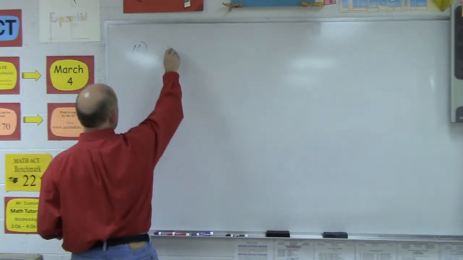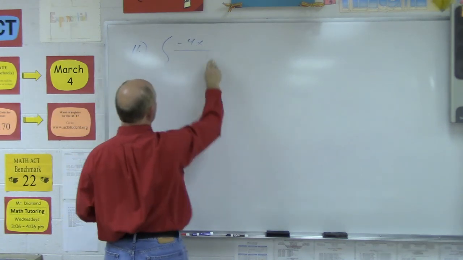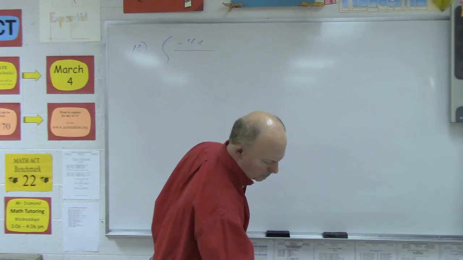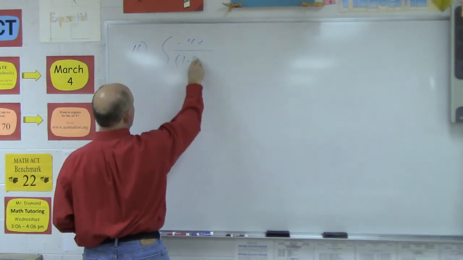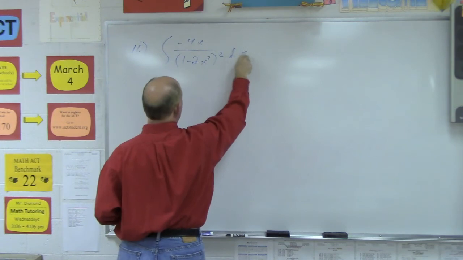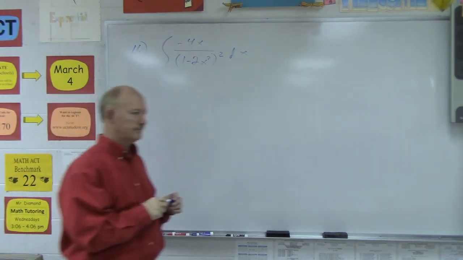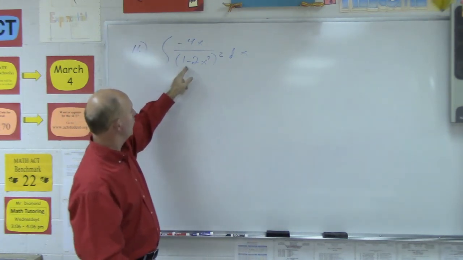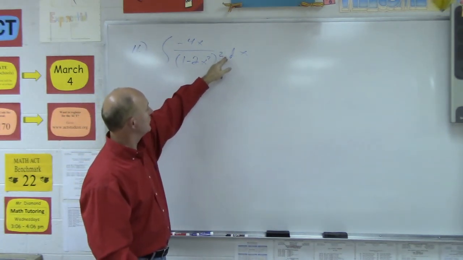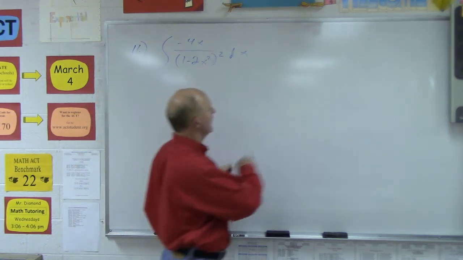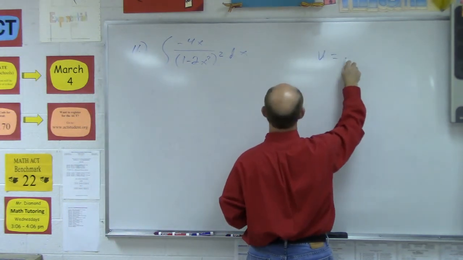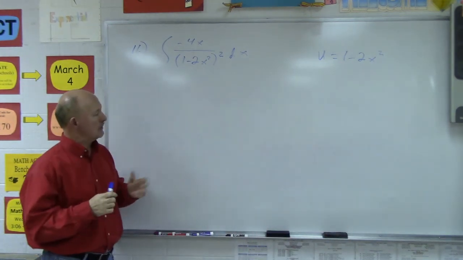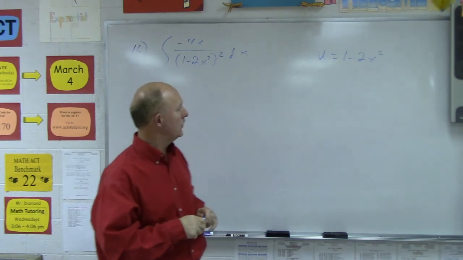Let's try the integral of negative 4x over 1 minus 2x squared, to the 2nd power, dx. So let's try this right here. To get started, the first thing I notice is the parentheses here, 1 minus 2x squared raised to the 2nd power. This is the inside part of our function, so I can probably start off and say u equals 1 minus 2x squared.